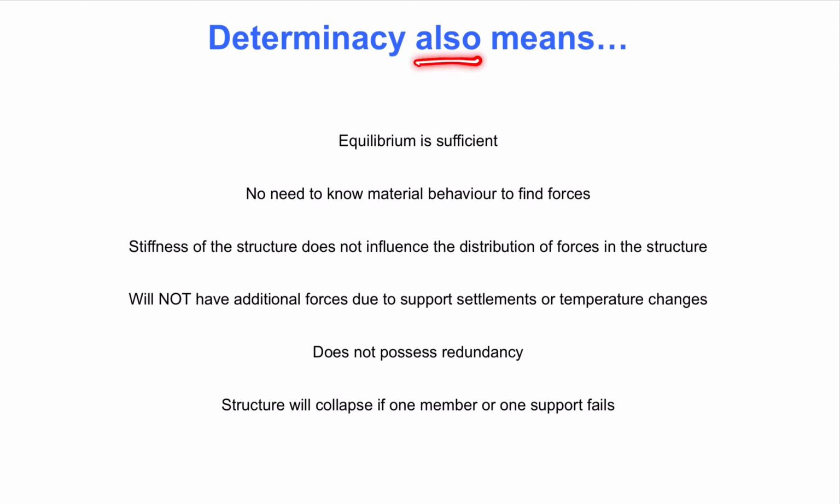As mentioned already, equilibrium considerations are sufficient for determining all the internal forces in the structure caused by external loads. An implication of that is that there is no need to know anything about the properties of the material in the members in order to find the internal forces. More precisely, the stiffness of the structural members does not influence the distribution of forces in the structure.